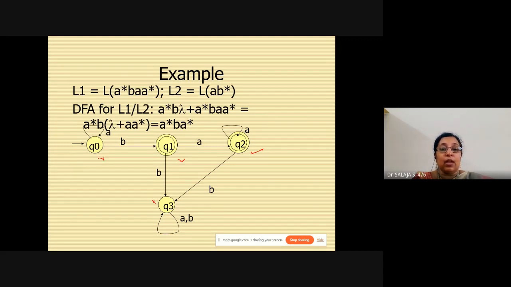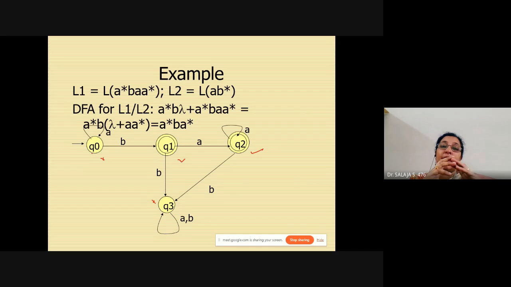Fine. How do I solve it? Step one: you draw the finite automata for L1. Drawing the trap state is not a must. Just draw a diagram for L1. Then generate, populate the strings for L2. That is what we have done here.